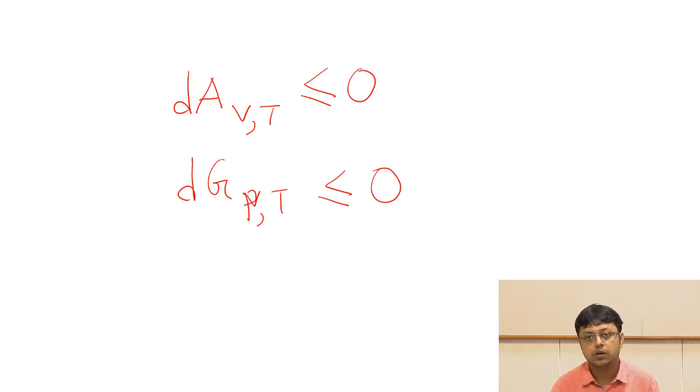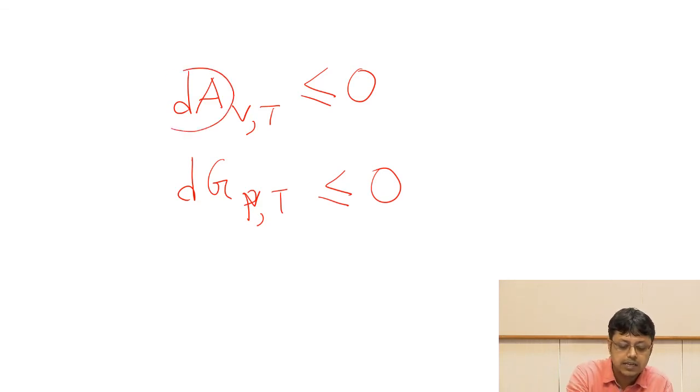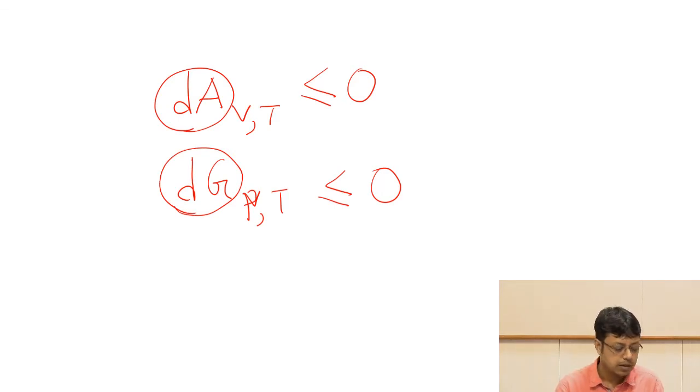So whenever we consider a constant volume and temperature process, we'll look at the associated change in Helmholtz free energy. Whenever we look at a constant pressure and temperature process, we'll look at the associated change in Gibbs free energy. Now let us move on and try to understand what this Gibbs free energy and Helmholtz free energy is all about. To understand that, let us first understand the physical significance of dA, what does it mean. Now you can easily get a very nice equation for that.